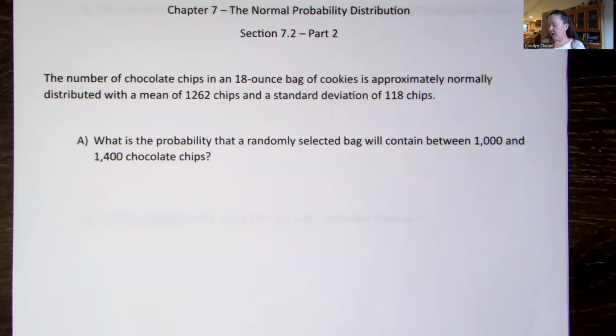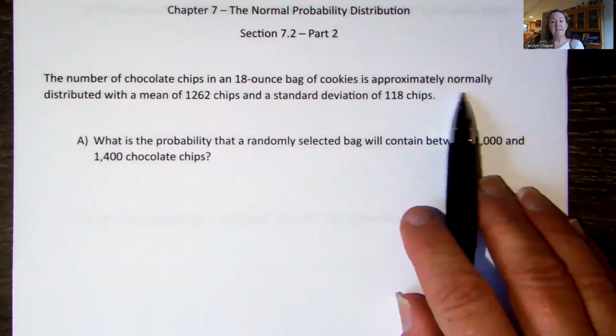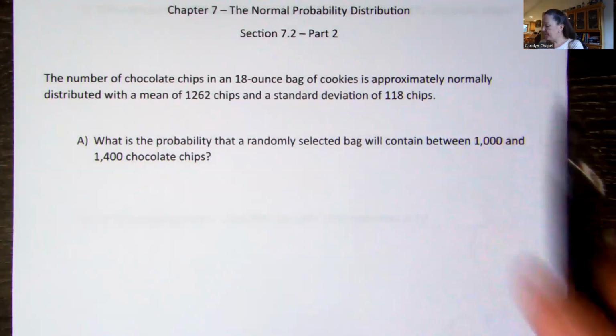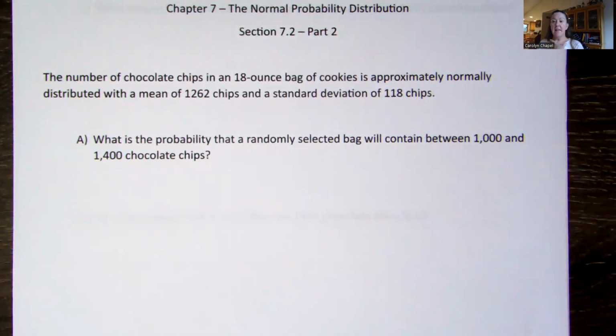So here's my example that we're going to start with. We have the number of chocolate chips in an 18-ounce bag of cookies is approximately normal, with a mean of 1262 chips and a standard deviation of 118 chips. Now, this information was probably gathered from years and years of past creating of our cookies, measuring how many chips were in there, counting them. And they could also, by graphing the number of chips in a bag, find that it is approximately normal by looking at a curve. But since it is approximately normal, and that is something we need to be told, otherwise we really can't use a normal curve to deal with these problems.